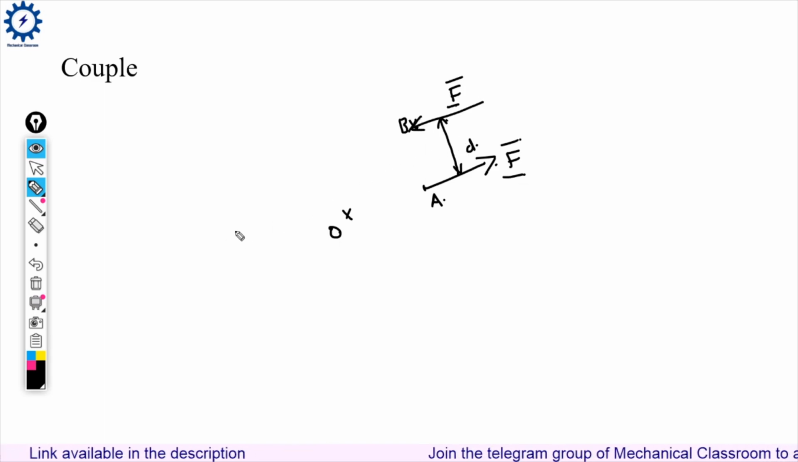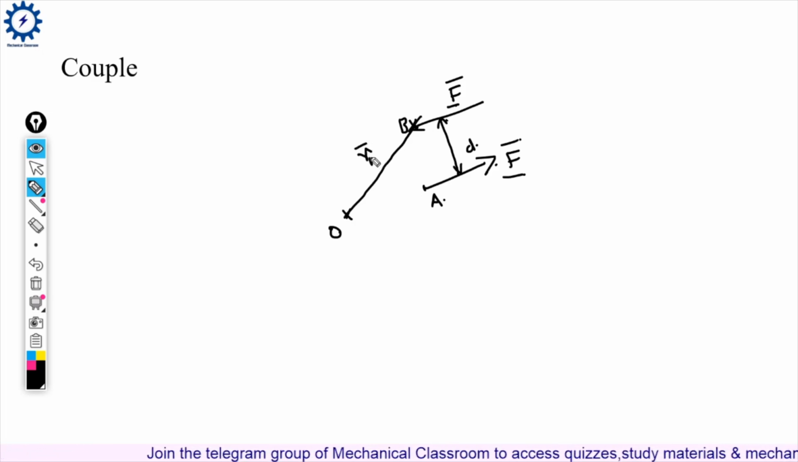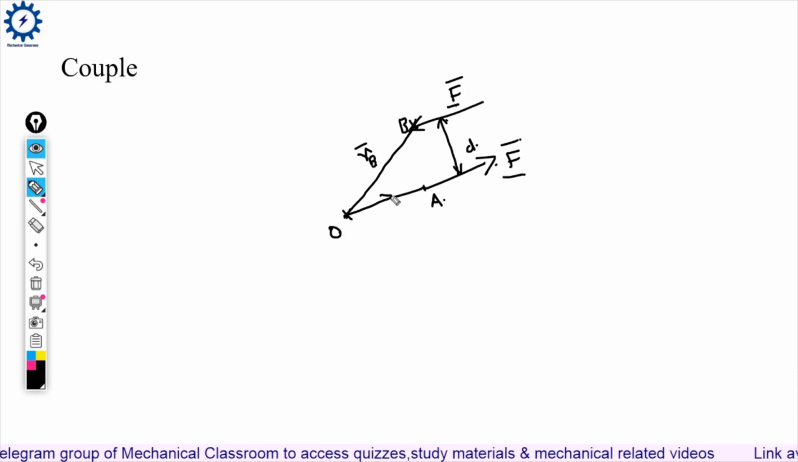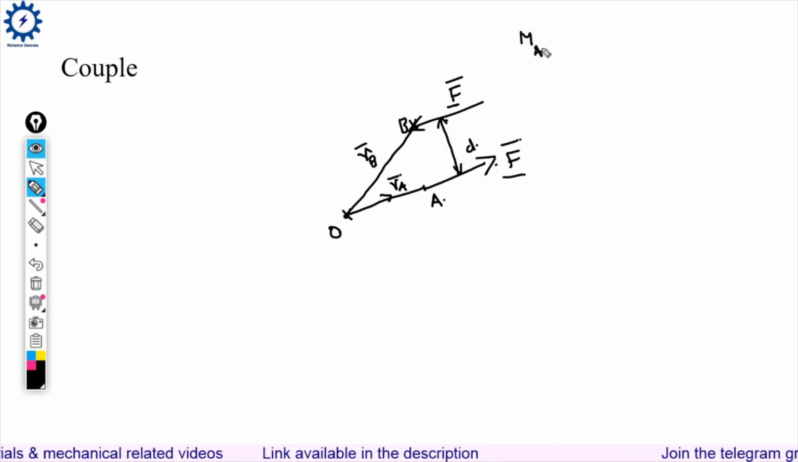Okay. Now we are going to note down the position vectors. The position vector from the moment center to the line of action of force F at B is RB, corresponding to point A, the position vector is RA. Okay. Now, what is the moment of force F at point A about O?